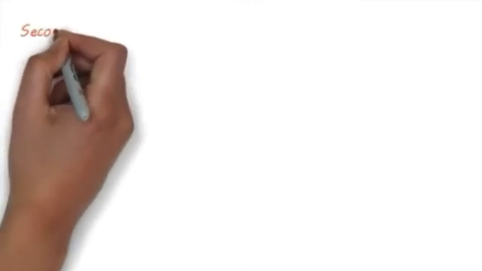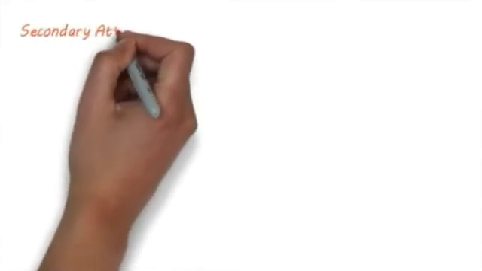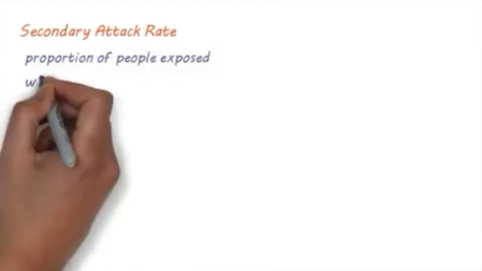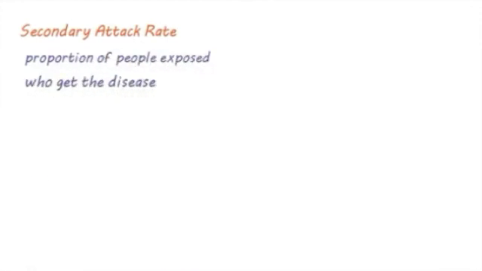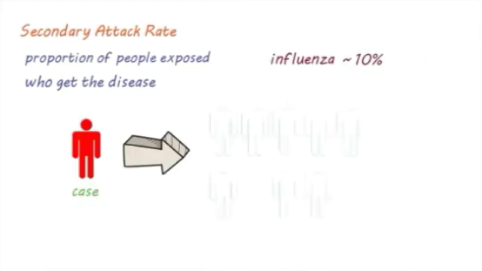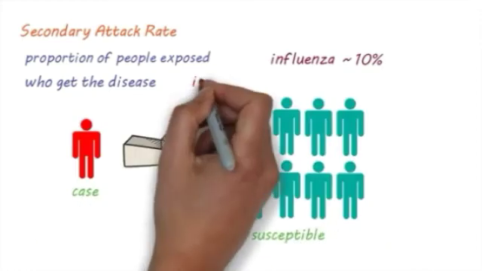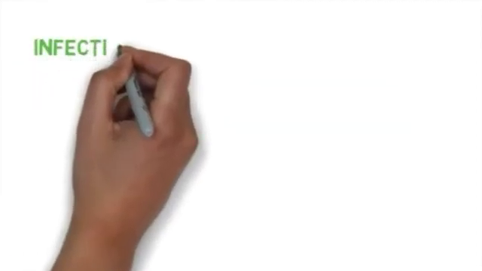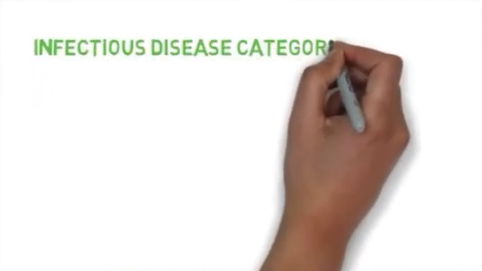Another way to measure infectiousness and the spread of disease is the secondary attack rate. This is the proportion of people who are exposed to the disease that develop an infection. For seasonal influenza, it's about 10%, meaning 1 out of every 10 susceptible people exposed to an influenza case will develop the infection. Now, let's have a look at some important categories of infectious diseases.